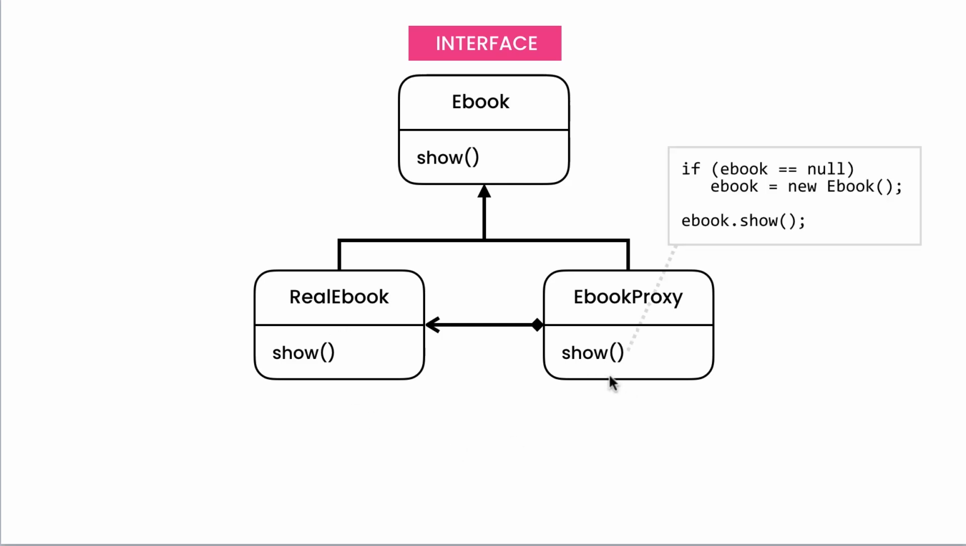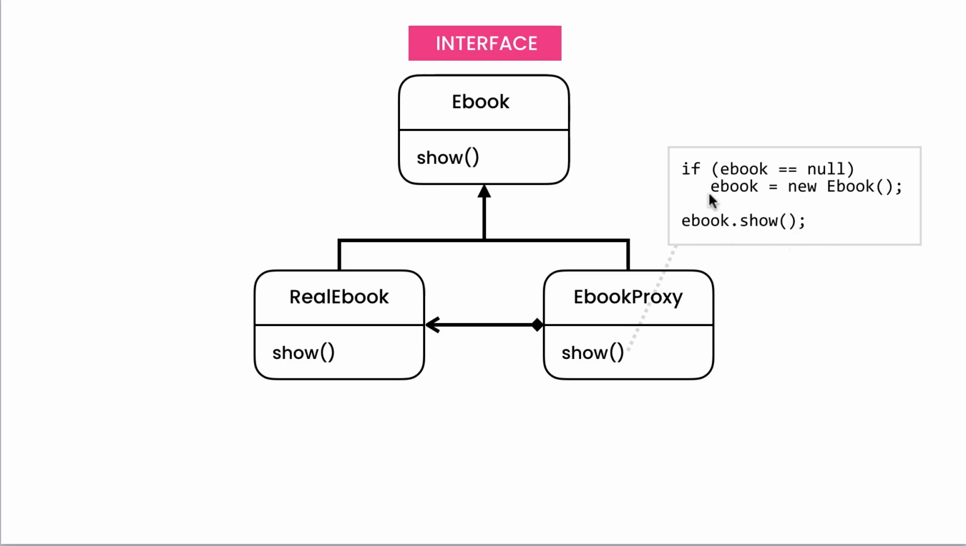Now, in our show method, we're going to have code like this. If ebook, that is our private field of type real ebook, is null, then we're going to create it. This is where we're going to read the ebook file from the disk. Now, after this, we're going to call ebook.show.